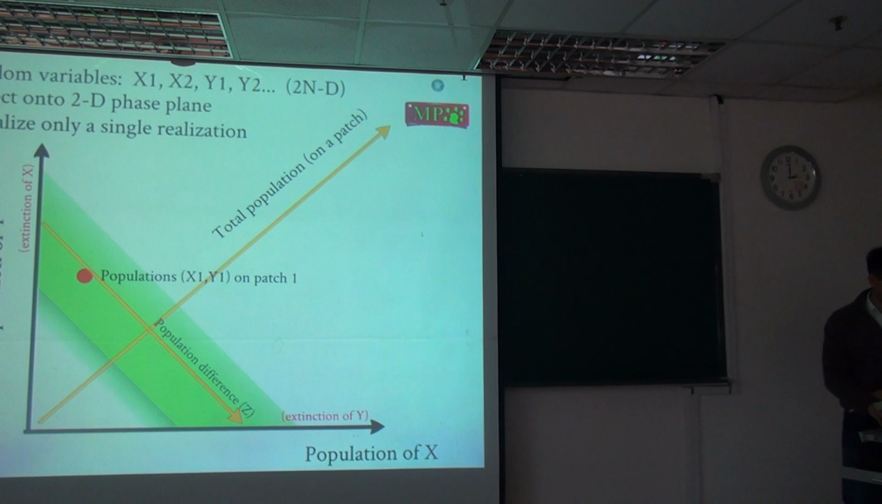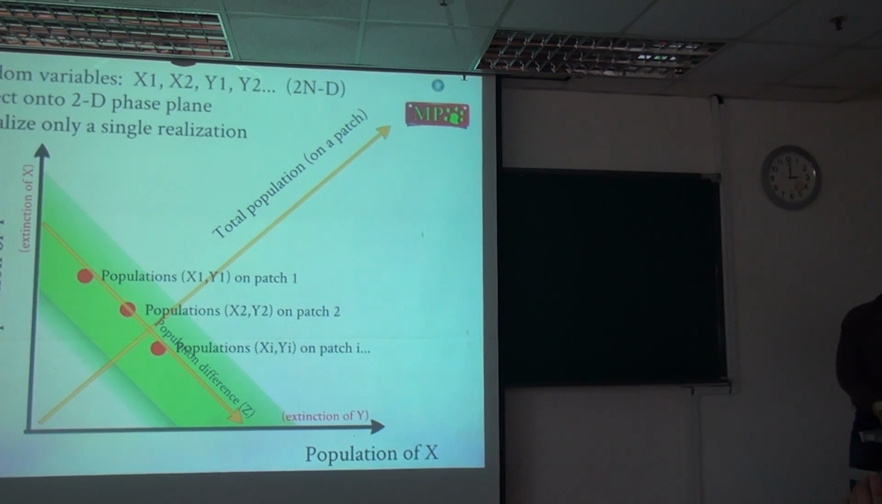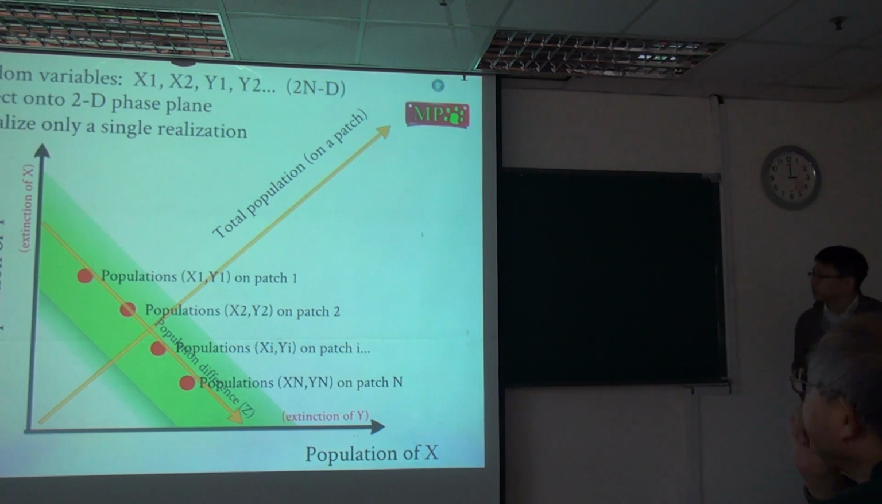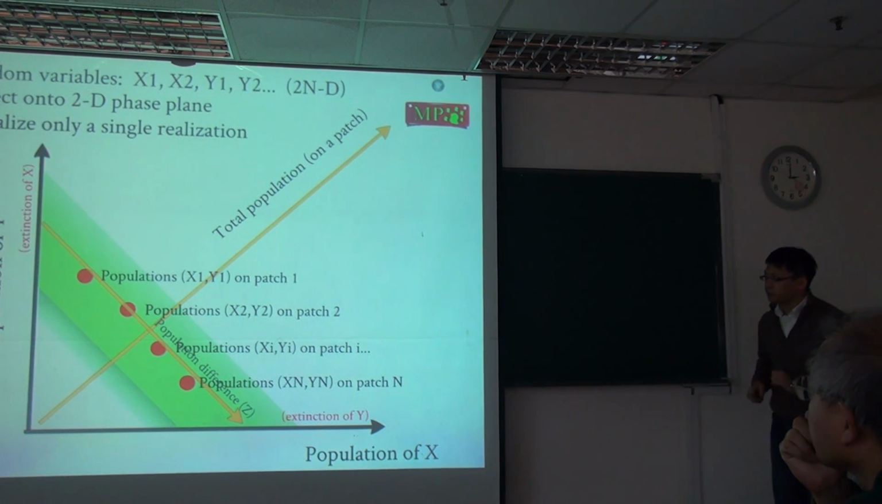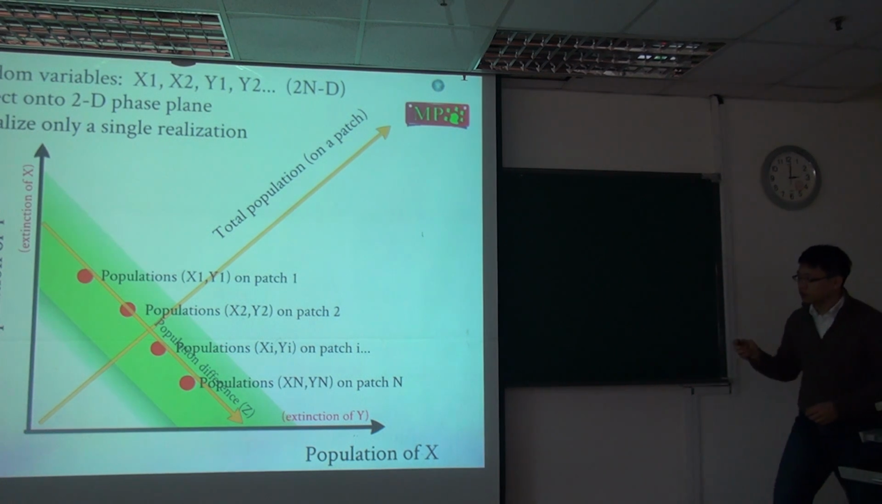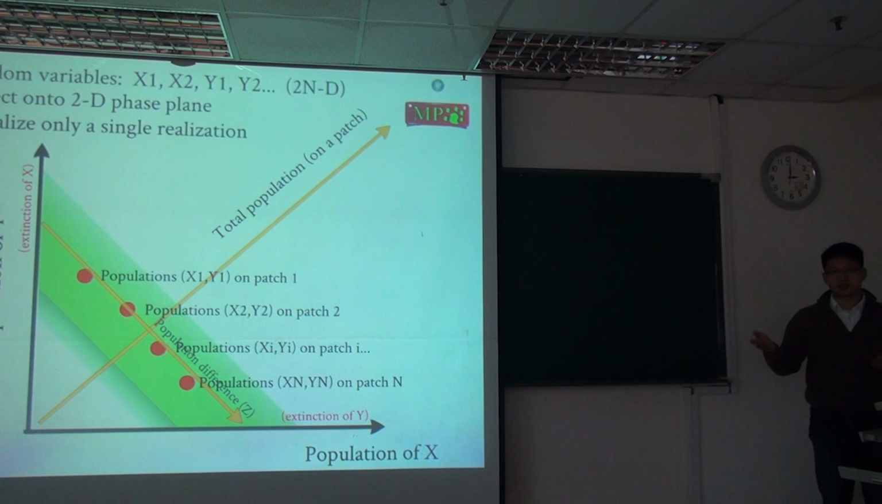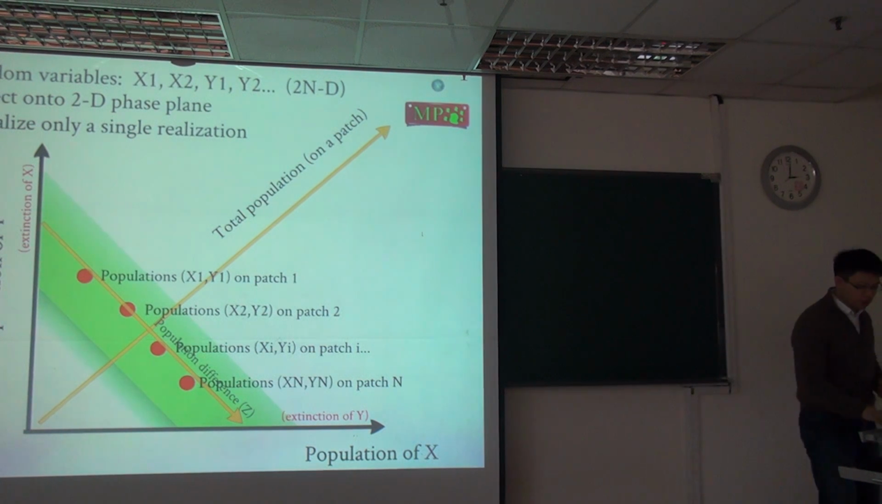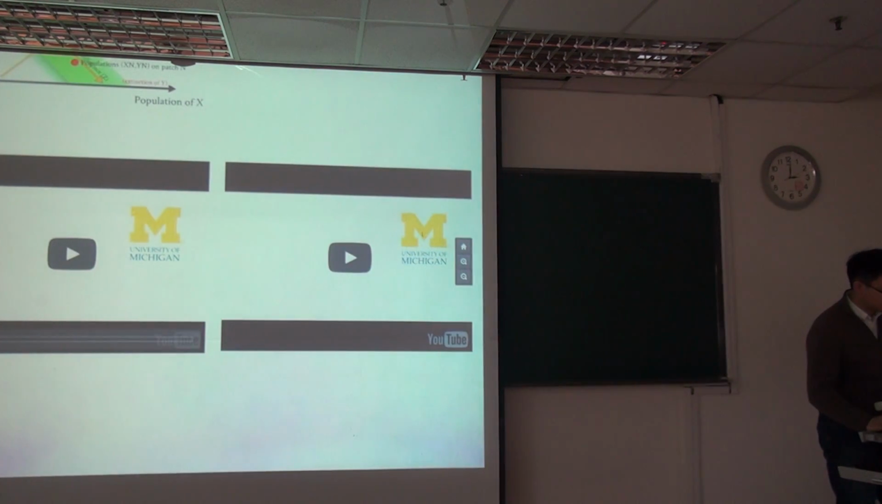And so I plot populations x1, y1, x2, y2, xi, yi, etc. If you plot them all together, in this mean field model, what you would expect is that I don't have to run many realizations. I just have to run one realization, and all these stochastic processes on different patches are going to give you some kind of average result. But surprisingly, this is what you see.